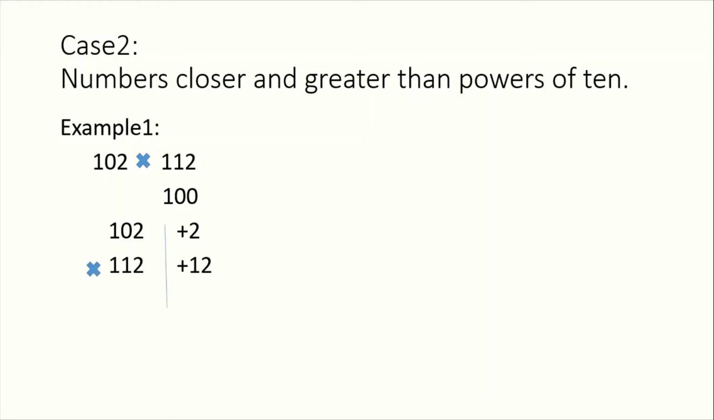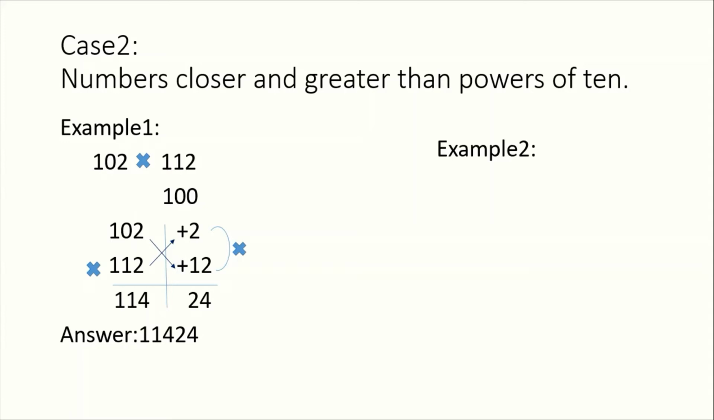What is the next step? We have to divide the answer into two compartments. For the first compartment, either we have to add 12 to 102 or 2 to 112. For the second one, we have to multiply this 2 and 12. So what are you getting in the first one? 114, and the second compartment 24. So the answer is 11,424.